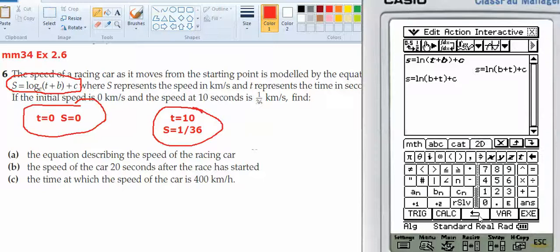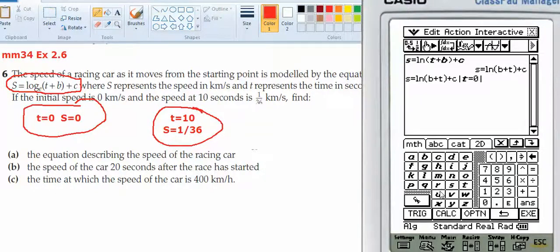Now if I go option given t equals 0, given s equals 0, that gives me one equation, and I'll take that, drag it into a new line, and when t equals 10, that equals 1 divided by 36, and there's the second equation.